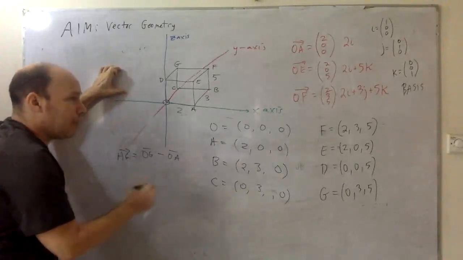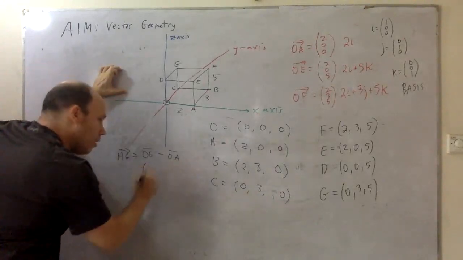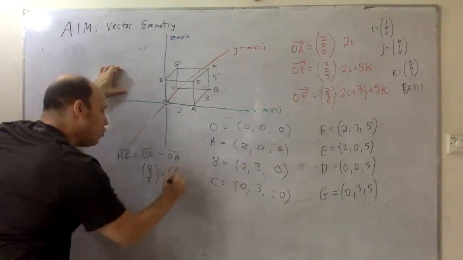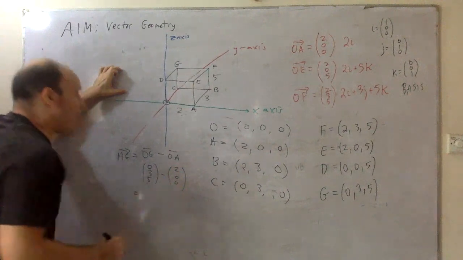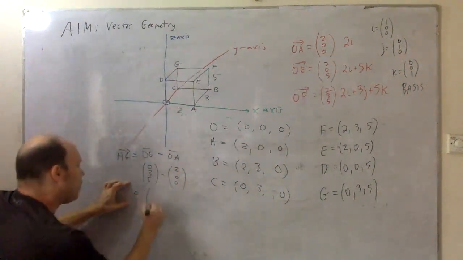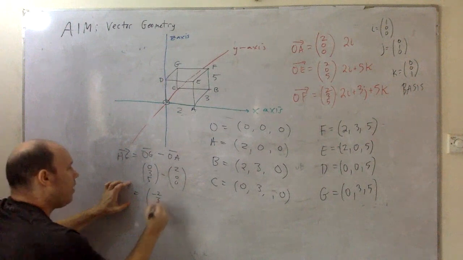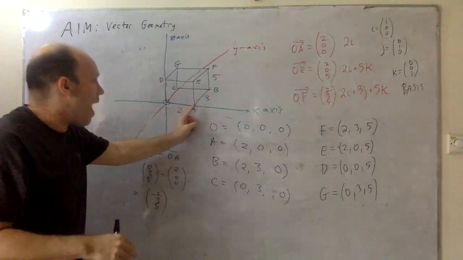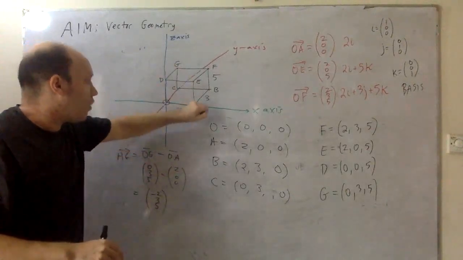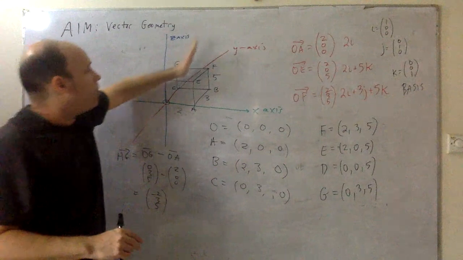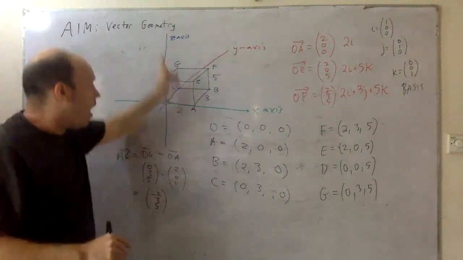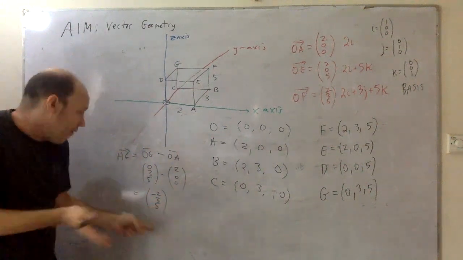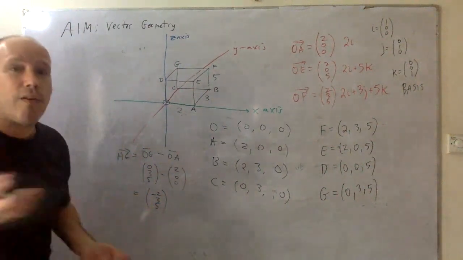So what's OG? OG is 0, 3, 5. What's OA? 2, 0, 0. Therefore, vector AG is -2, 3, 5. Let's think about this visually, though. It should make sense. How do I get from A to G? Well, I have to go back 2, back 3 along the Y, up 5. 2 to the left, 3 on the Y, 5 up. That makes sense.